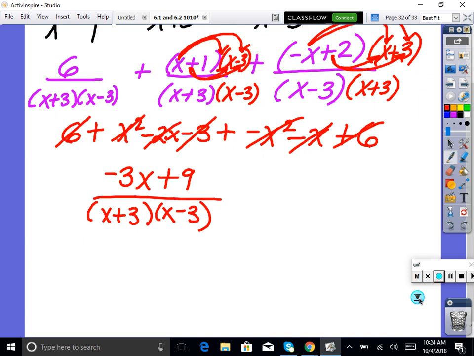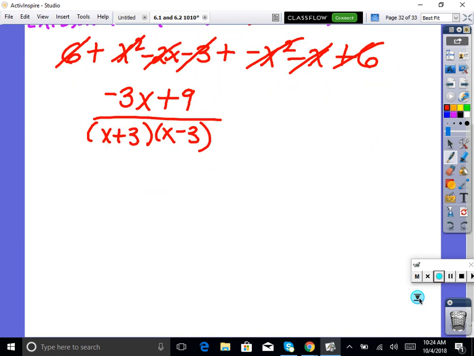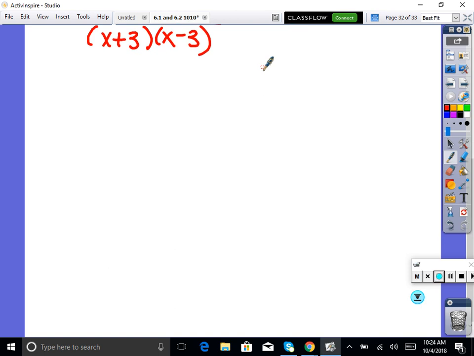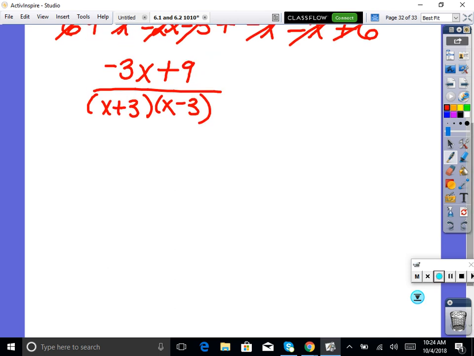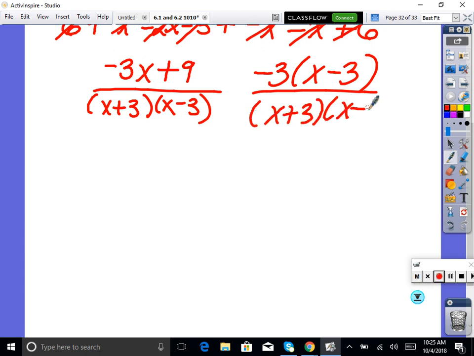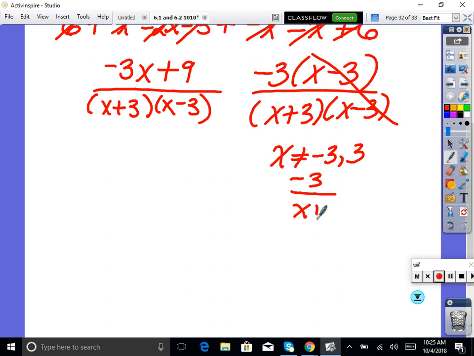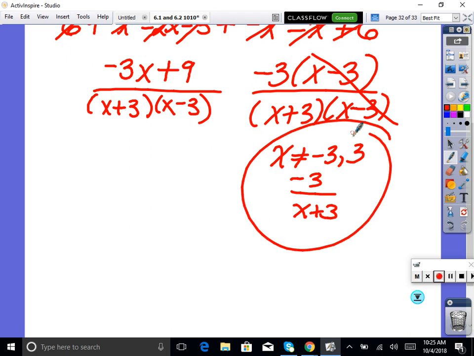Okay, good. Pull out a negative 3, then left is x minus 3. On bottom we have x plus 3, x minus 3. X cannot equal negative 3 or 3, and bink. And so negative 3 over x plus 3. Okay, do we get the picture here? Do you guys see what I'm saying about the steps? Yeah. Please, I'm begging you to not mess up.